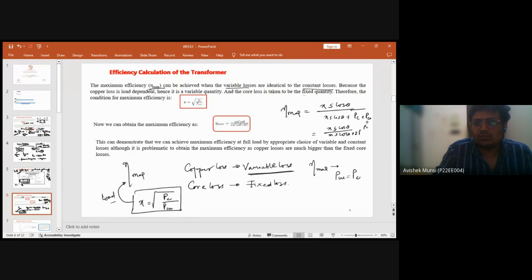Plus 2 of this. I denote it here as Pi. So you can also write Pi and Pc. Since we have the maximum efficiency at Pc equal to Pi, we can write the maximum efficiency with this formula. Please kindly note it down in your notes.